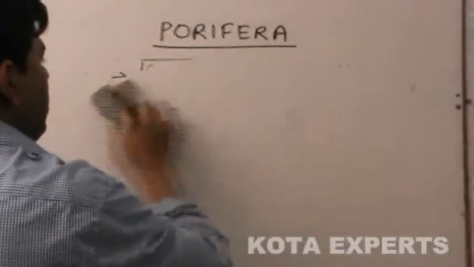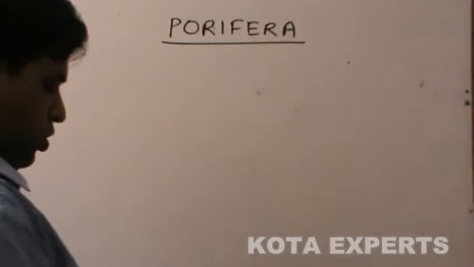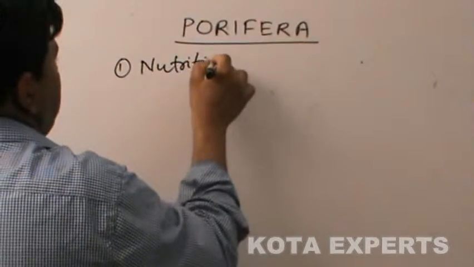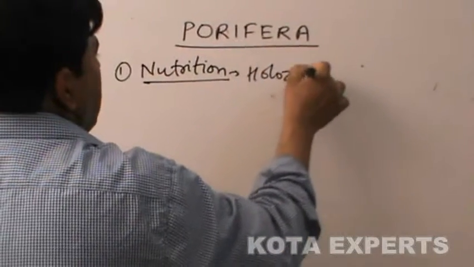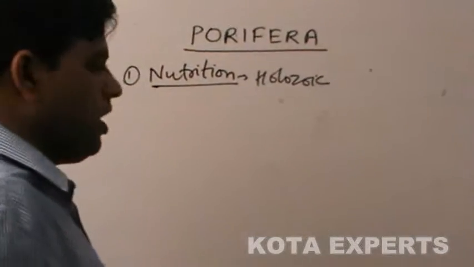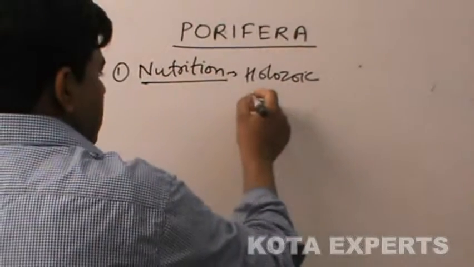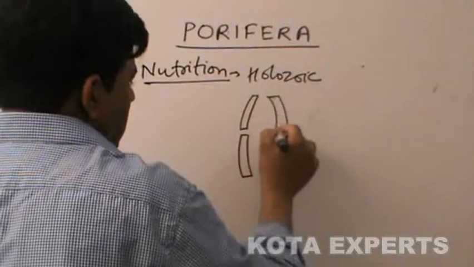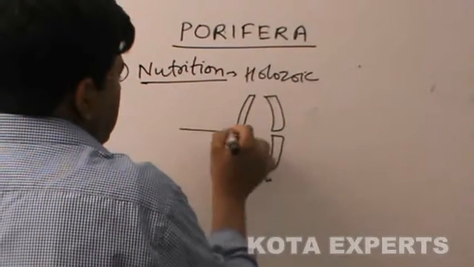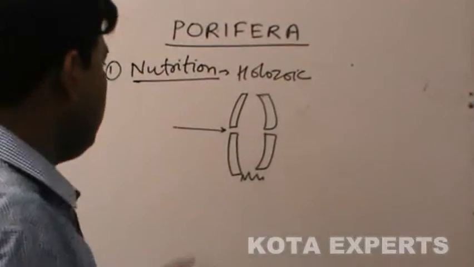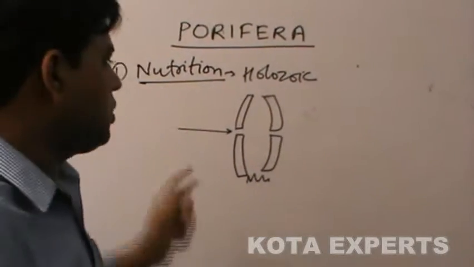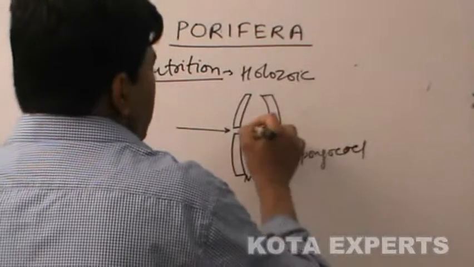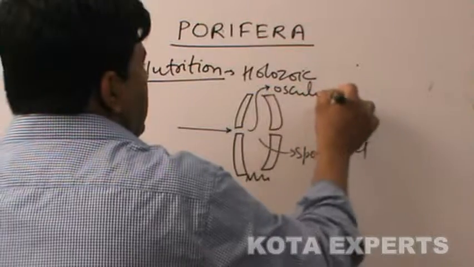Now coming to the next characteristic, as far as nutrition is concerned, that is how it performs its nutrition. It is holozoic type. Holozoic means it engulfs whole organisms, especially when water comes. This is the organism's outline structure. Water comes through the ostia, and along with the water, the organisms or planktons come inside the spongocoel. This is the spongocoel. And after digestion, material is thrown out through the osculum.